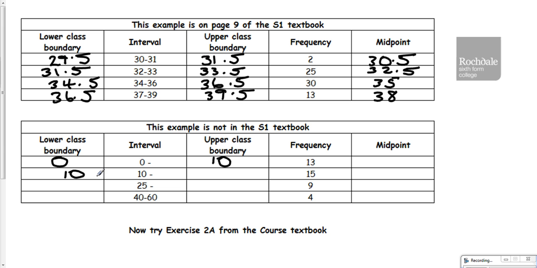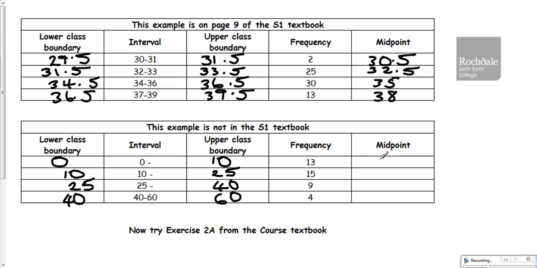The upper boundary here will be 25 because if you look on the next row, this interval starts at 25, and the upper boundary here will be 40 because if you look on the next row, this one starts at 40. And conveniently, they've told us the upper boundary of this one, otherwise we wouldn't know what to put.